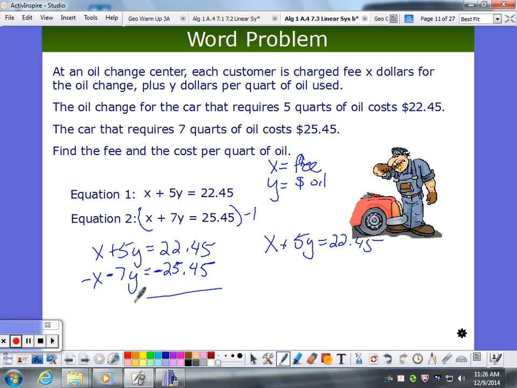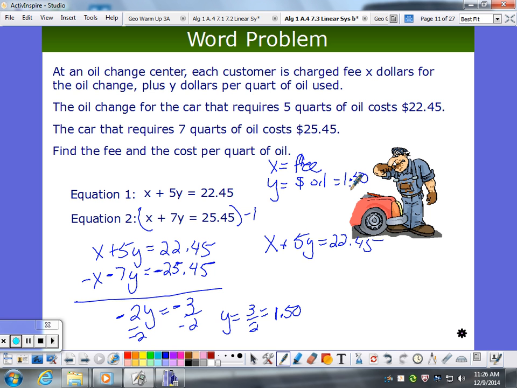And now I add these together. This goes away. 5y minus 7y equals 22.45 minus 45, which is -3... wait, let's see. Divide by 2, right? So y equals a positive number, 3/2. It's a dollar amount, so I'm going to turn it into $1.50. So it's $1.50 per quart of oil, right?